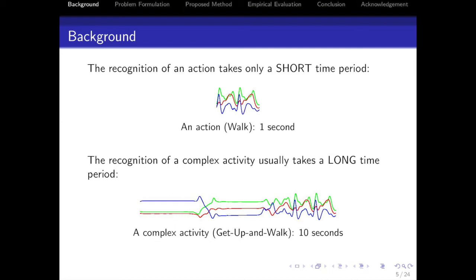Complex activities are composed of a group of actions. As their patterns are much more complex, they need to be recognized in a long time period. For example, suppose get up and walk is a complex activity. It includes actions: sitting, getting up, standing, and walking, and needs 10 seconds to be accurately recognized.